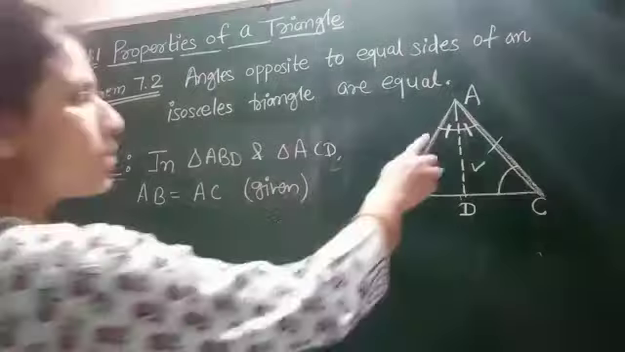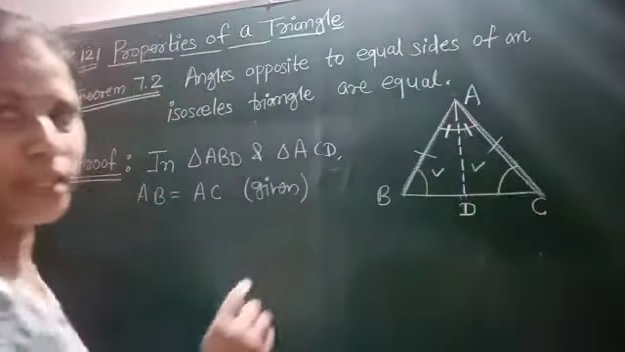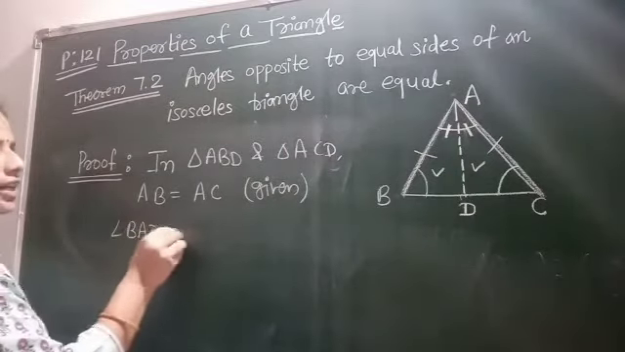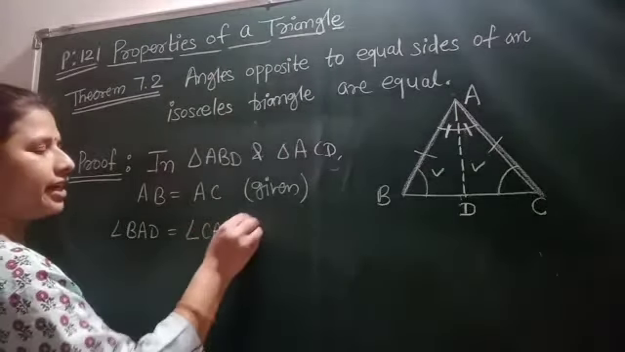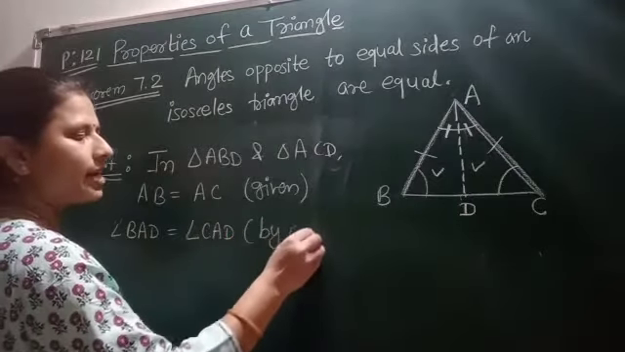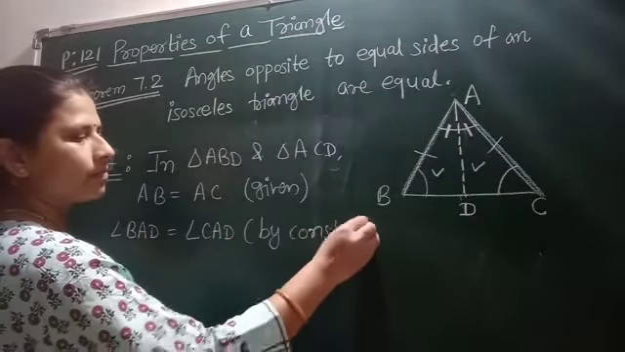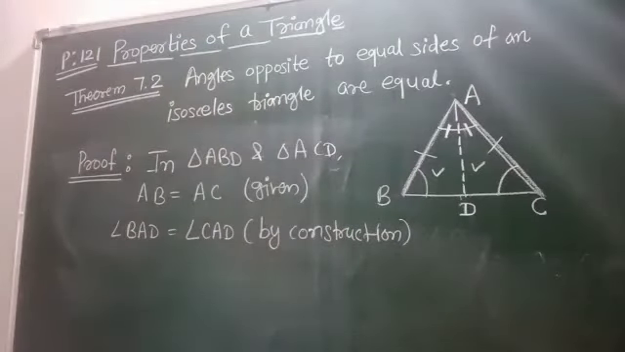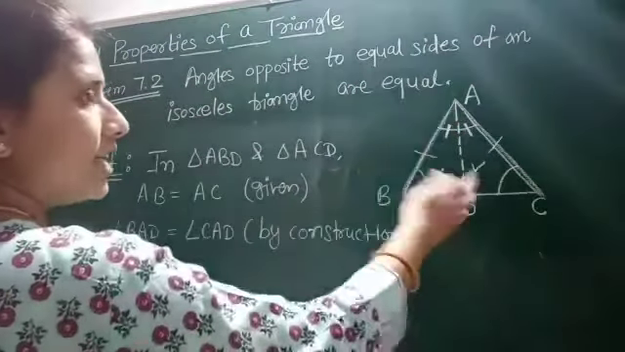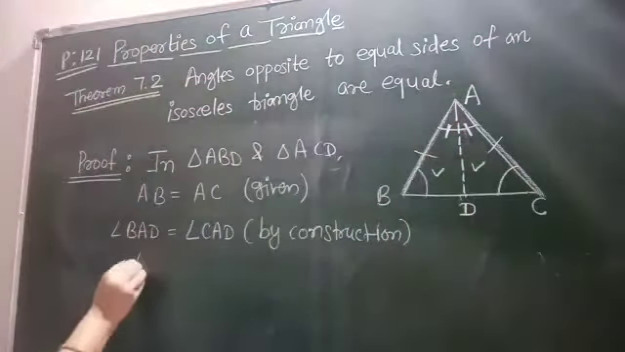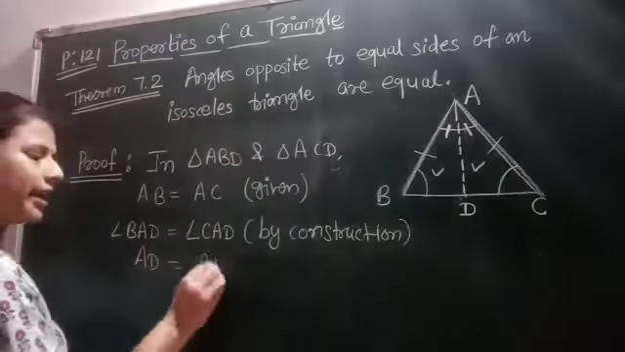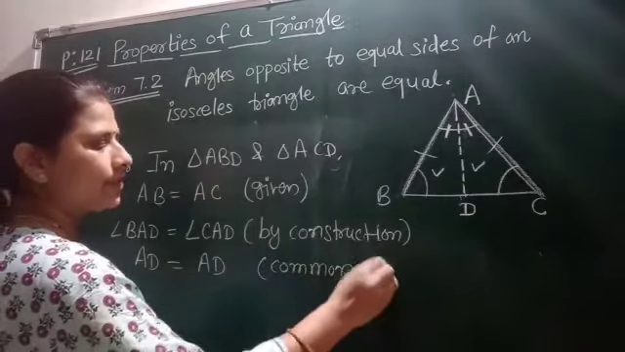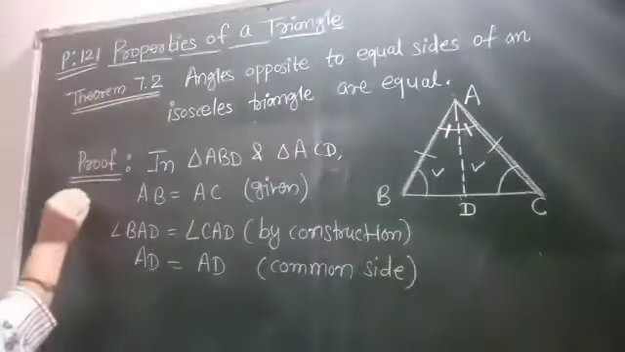And students, as we are dividing this angle A into two equal parts, we will write angle BAD equals angle CAD. What reason will we write? By construction. Okay, and now we have to think about the third part. As you can see, this side AD is common in both the triangles, so we can write AD equals AD. And what is the reason? Common side.